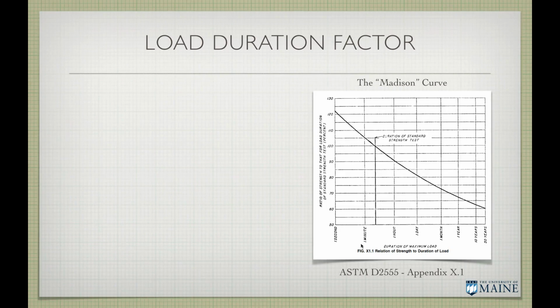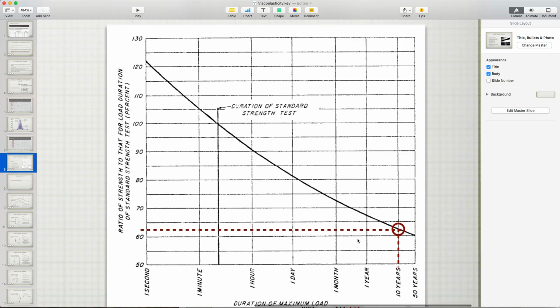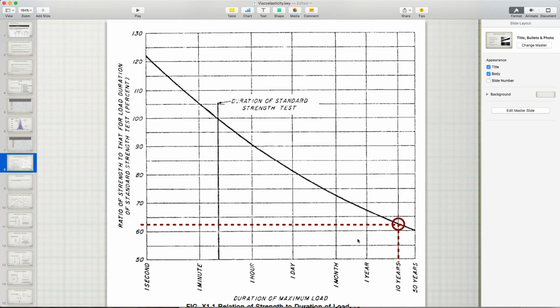Anyway, on the x-axis, we call duration of maximum load. Let me get out of here, actually, and just kind of zoom. Let's zoom this up. Open. Okay. It is hot.